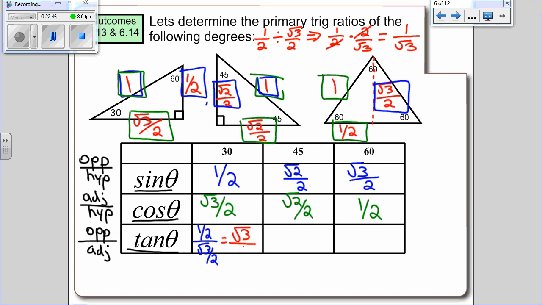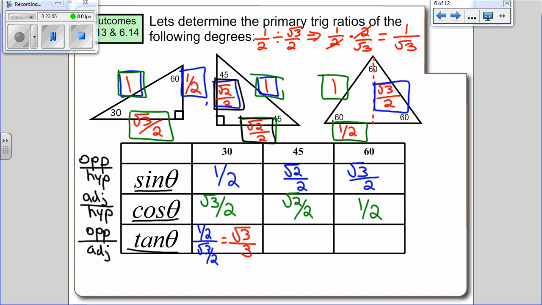The next one, the 45-degree triangle, you're going to do opposite divided by adjacent. If we look at this triangle, we notice that opposite is root 2 over 2 and adjacent is root 2 over 2. And anything divided by itself is just 1. So the answer to that would literally just be 1.